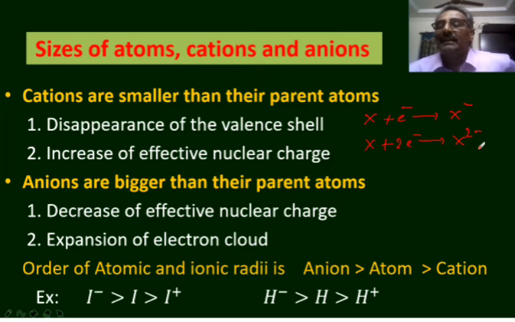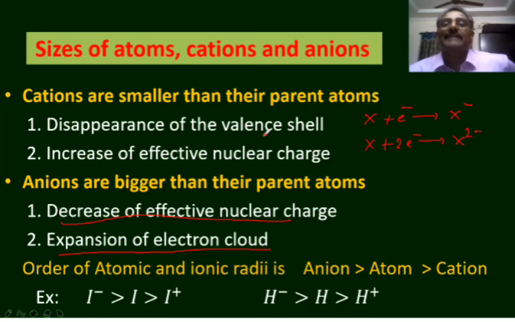As the number of electrons becomes more and more, but there is no increase in the charge of the nucleus, the effective nuclear charge decreases. As a result, the electron cloud expands. Due to the decrease in the effective nuclear charge, the electron cloud expands. Because of these reasons, the size of the anion is greater than the size of the parent atom.